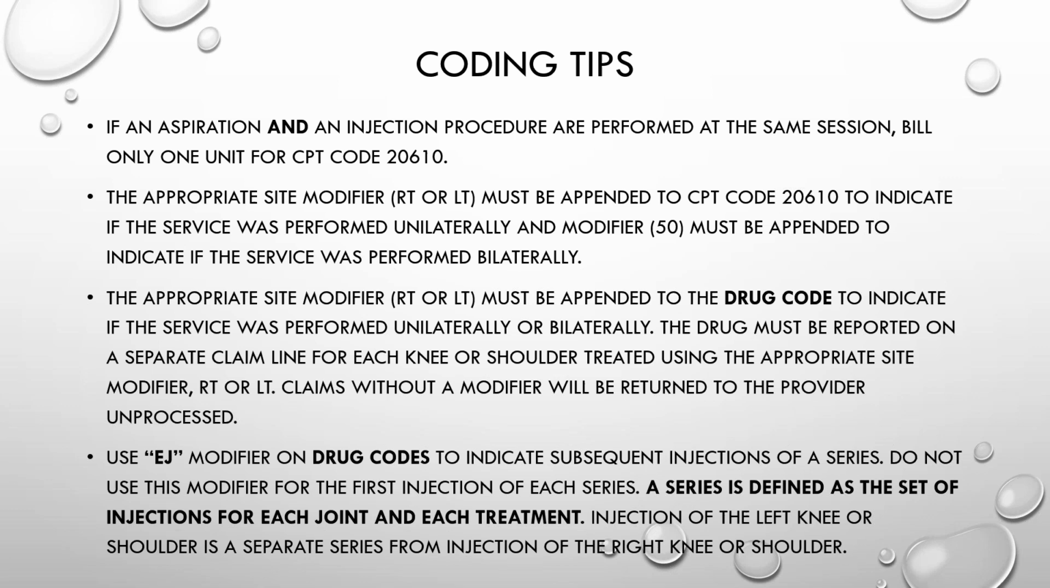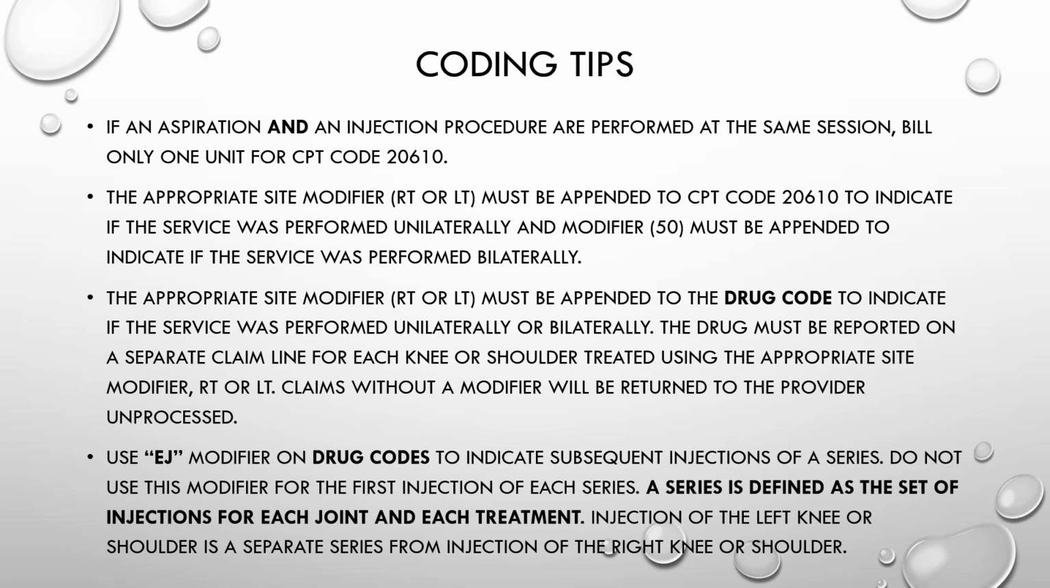The appropriate site modifier must be appended to the drug code also to indicate if the service was performed unilaterally or bilaterally. The drug must be reported on a separate claim line for each knee or shoulder treated using the appropriate site modifier, RT or LT. Claims without a modifier will be returned to the provider unprocessed.